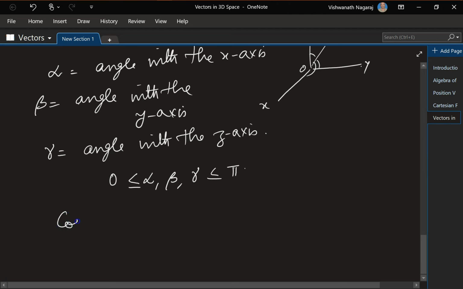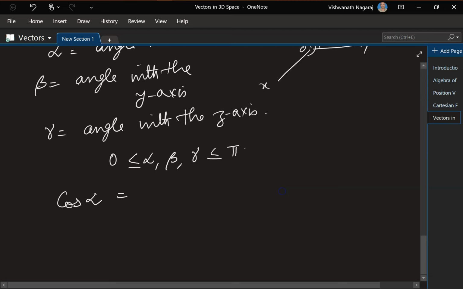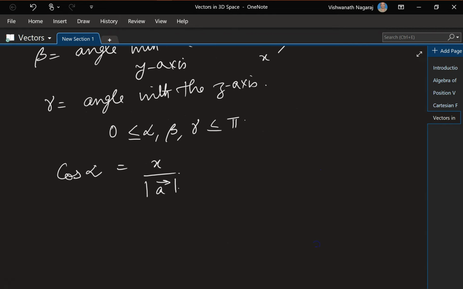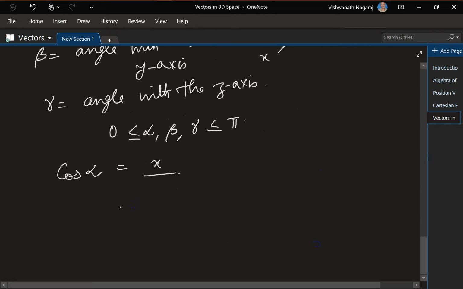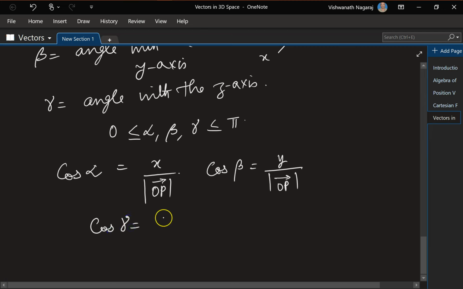So, here if you look at it, cos alpha would be equal to what? Cos alpha would be equal to x divided by the hypotenuse, which is the magnitude of, let's say, A. Or since we are talking of point P, let's say OP. Similarly, cos beta is equal to y by hypotenuse, which is magnitude of OP. And cos gamma is equal to z by magnitude of OP.